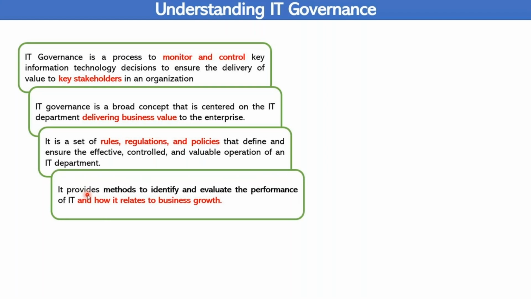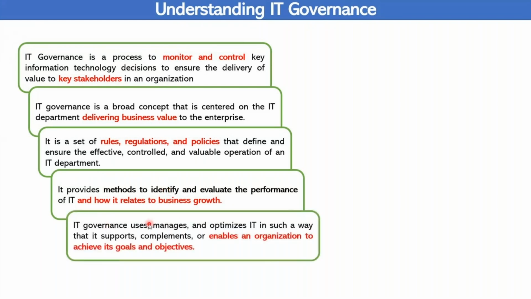Governance provides the methods to identify and evaluate the performance of IT and how IT relates to business growth. Remember one thing, IT has to be always in alignment with business. IT has to be always in synchronization with business. If IT goes in this direction, north, and business goes in south, it will be chaos.